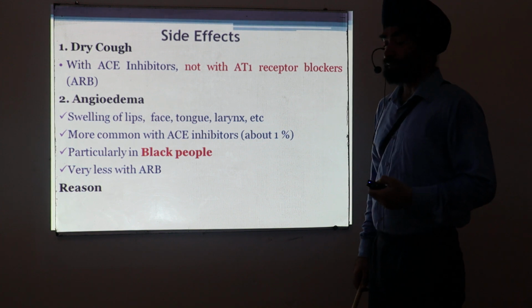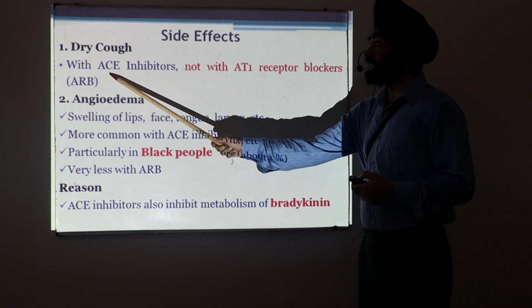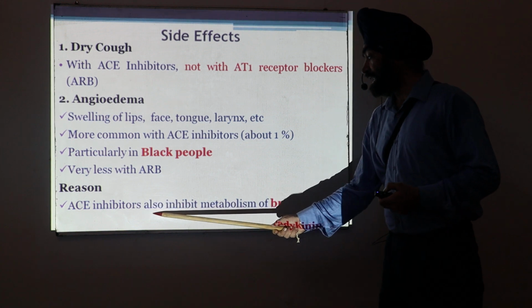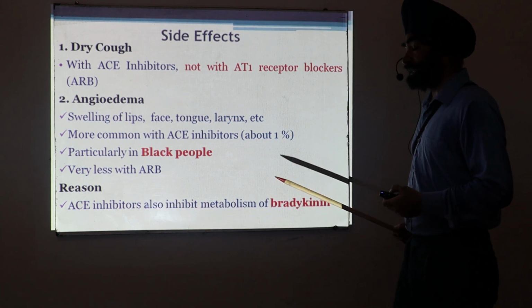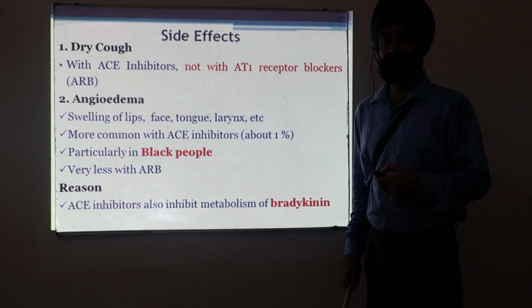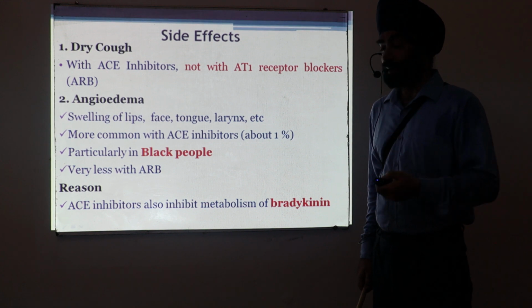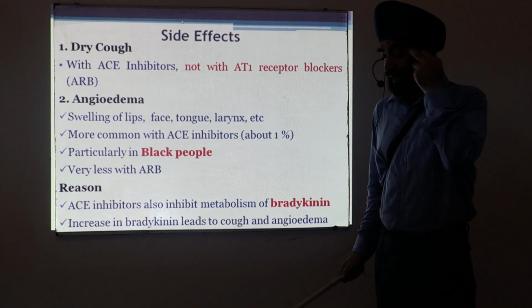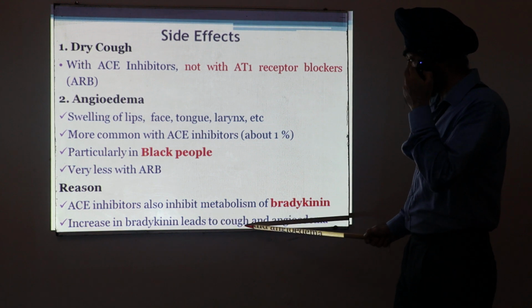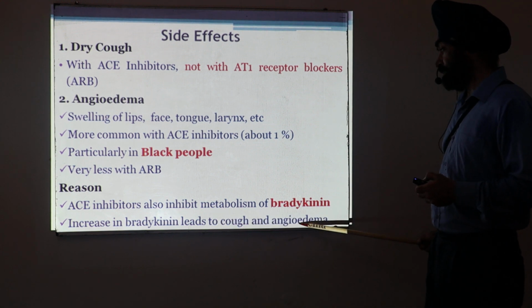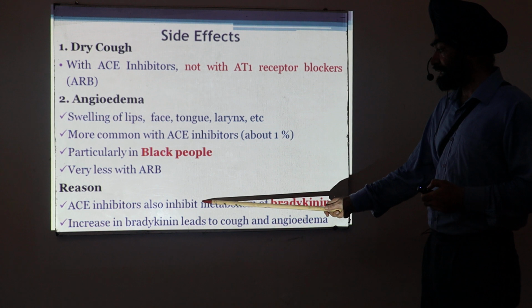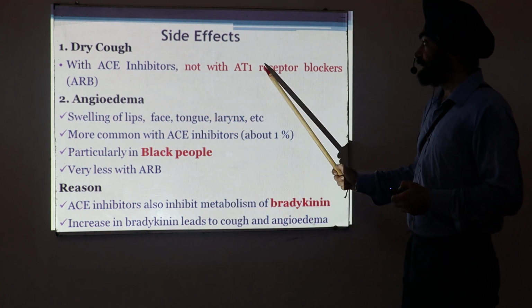Then, what is the reason? What happens is that if you give these ACE inhibitors, they inhibit the metabolism of bradykinin. Bradykinin is not metabolized. As a result, the levels of bradykinin increase, and the increase in bradykinin is responsible for cough and angioedema. So that is why they are more common with ACE inhibitors, not with AT1 blockers.